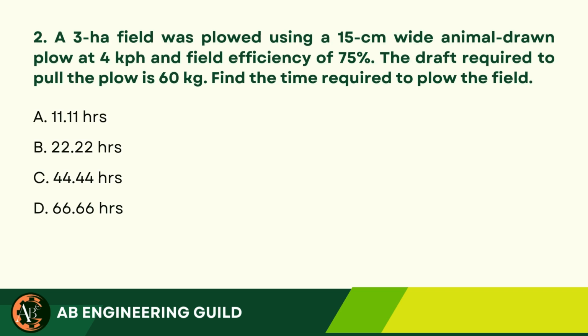Number 2. A 3-hectare field was plowed using a 15-centimeter wide animal-drawn plow at 4 km per hour and field efficiency of 75%. The draft required to pull the plow is 60 kilograms. Find the time required to plow the field.